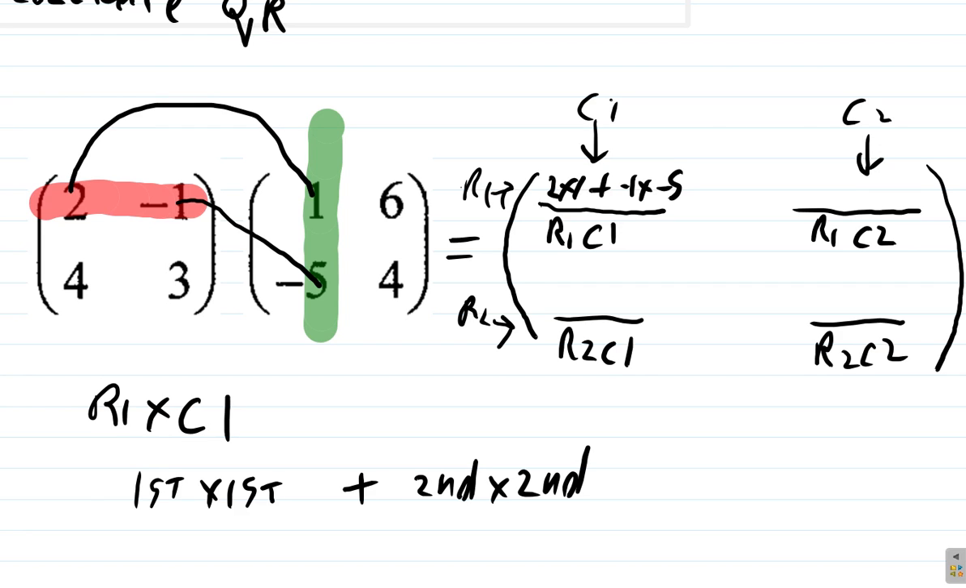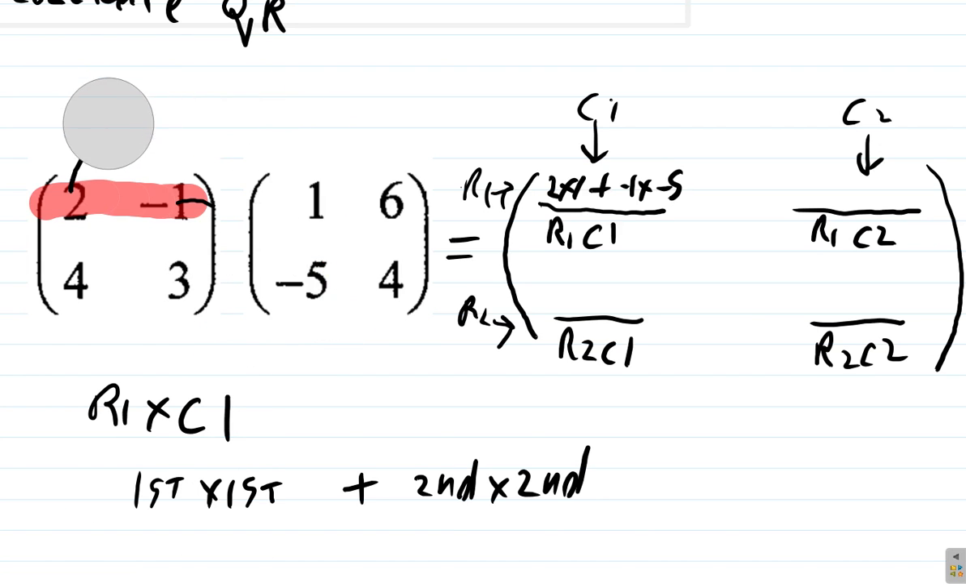Good. Now, to get this, this is in row 1 and column 2. So you're going to multiply row 1 by column 2. So let's do that. Row 1 remains. This is column 2 now. We're going to multiply by.